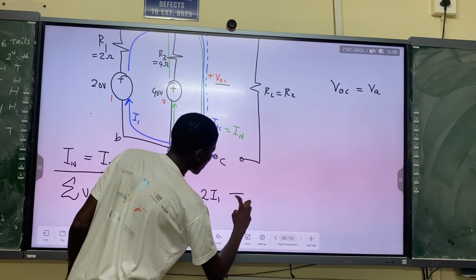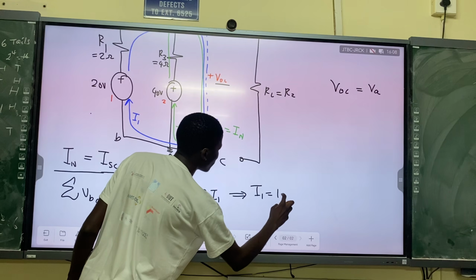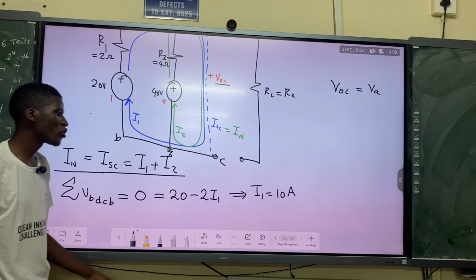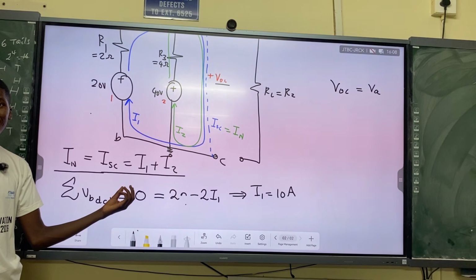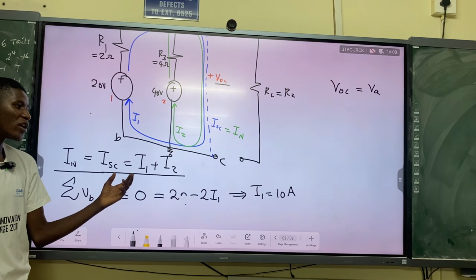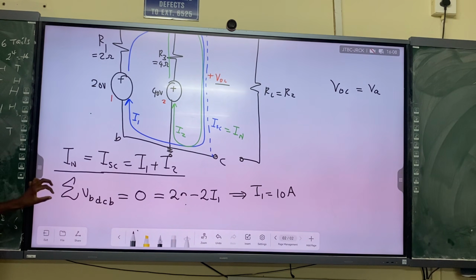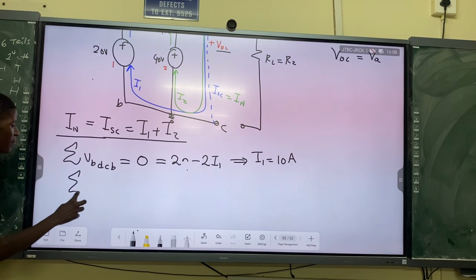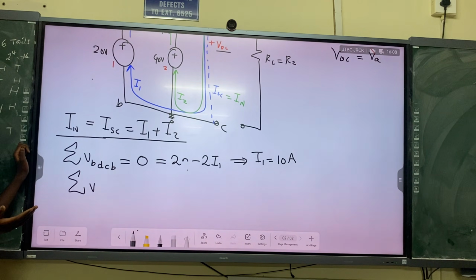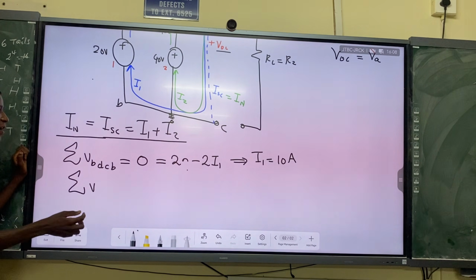So you can calculate, this means I1 will be equal to 10 amperes, because you just transpose the 2 to the other side, then you divide by 2 on both sides. 20 divided by 2 is 10 amperes. You still use the same Kirchhoff's voltage law using a loop current method.